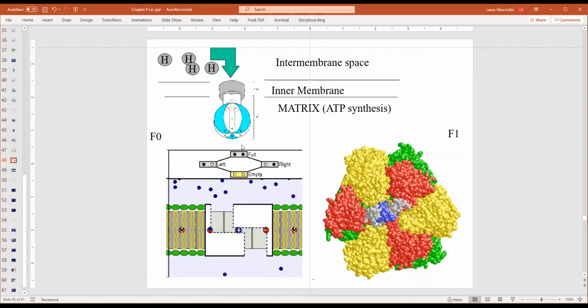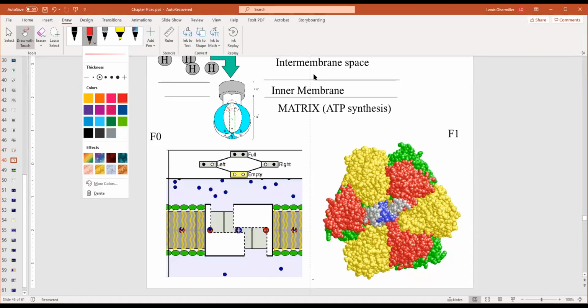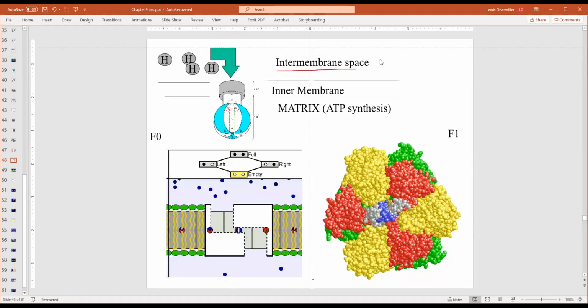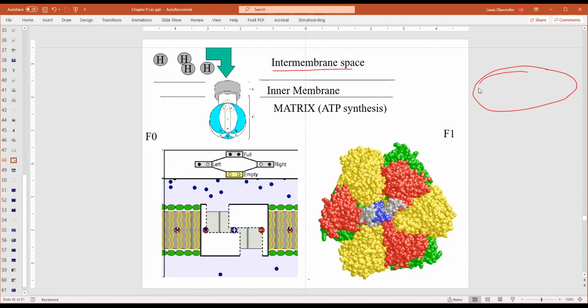And so this is just a recap of what I just showed you. So we have the intermembrane space. Remember, in chapter 6, you learned this about the mitochondria: we have an outer membrane and an inner membrane. The space in between is called the intermembrane space, which is the space between the inner and outer membrane. And on the inside is the matrix, and this is the inner membrane.